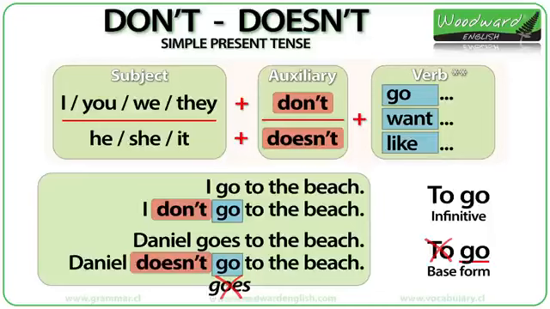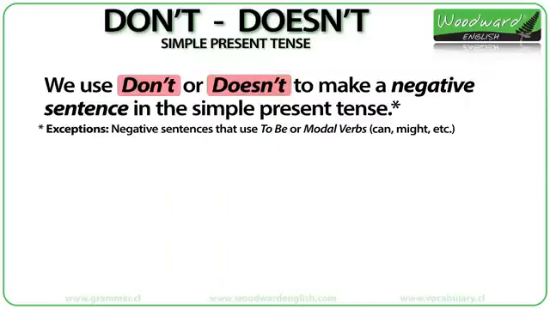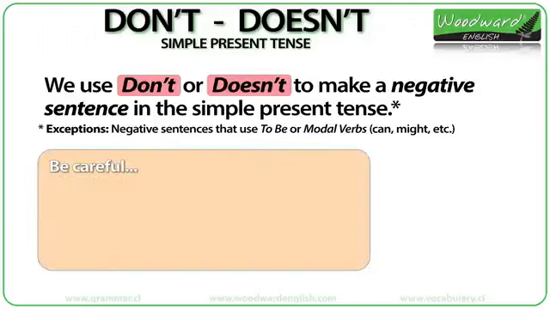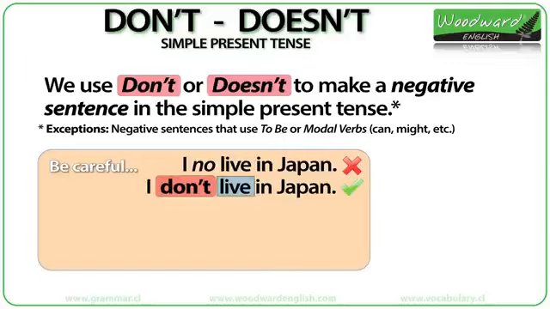So, let's have a quick look at what we have seen. We use don't and doesn't to make negative sentences in the simple present tense, except with the verb to be and modal verbs such as can, might, should, etc. And these we will see in another lesson. Be careful. We don't say, I know live in Japan. This is not correct. What do we say? We say, I don't live in Japan. This is correct.